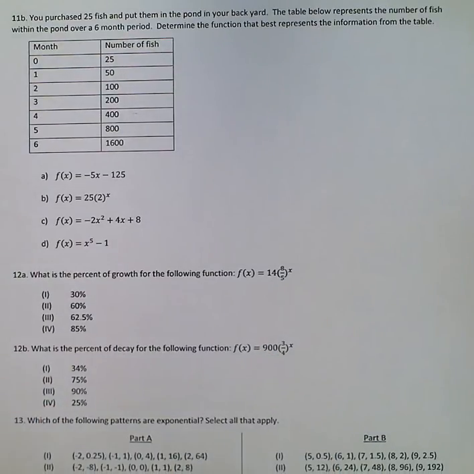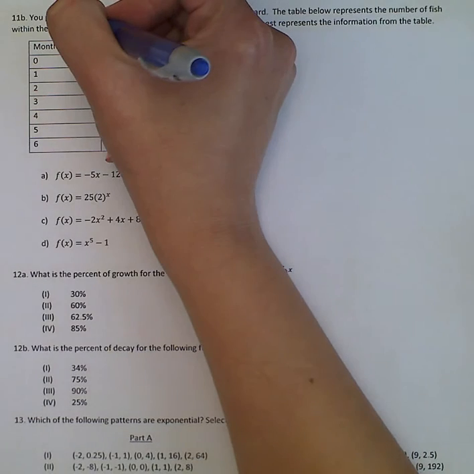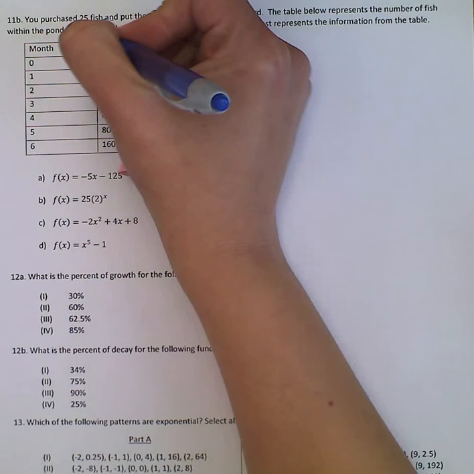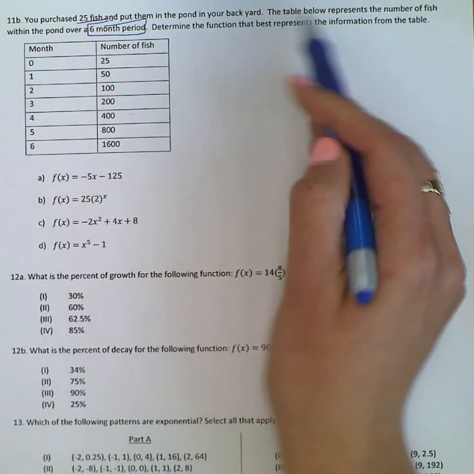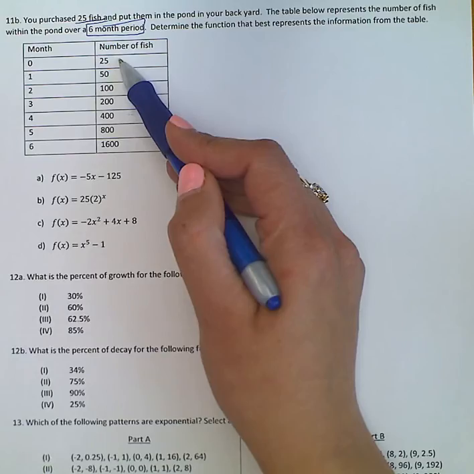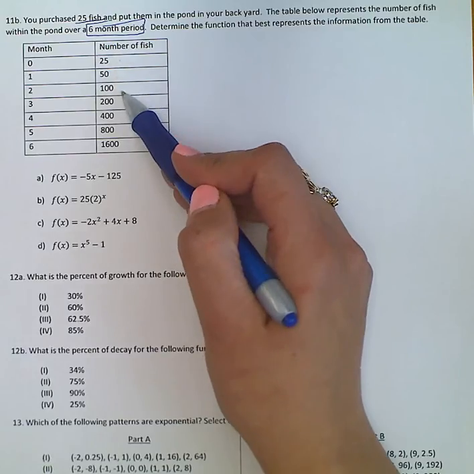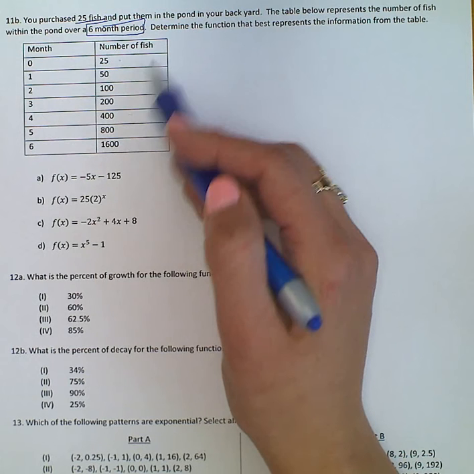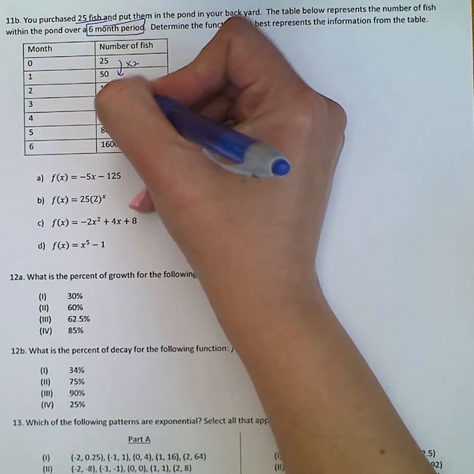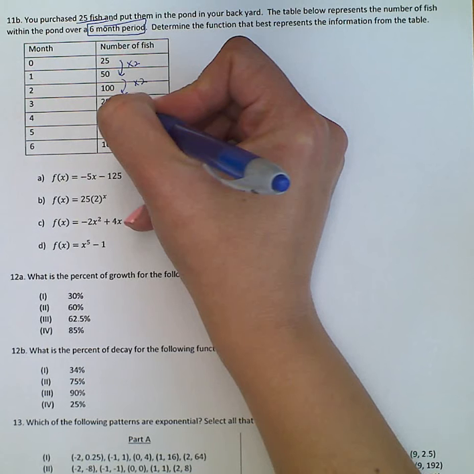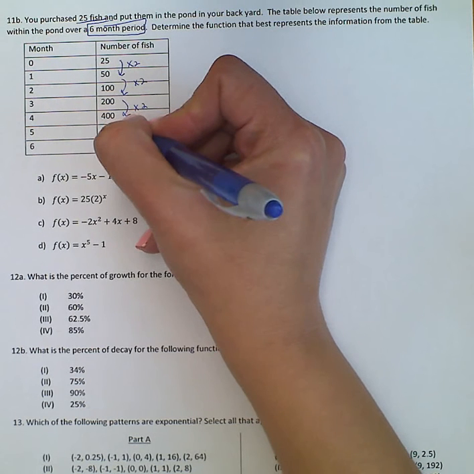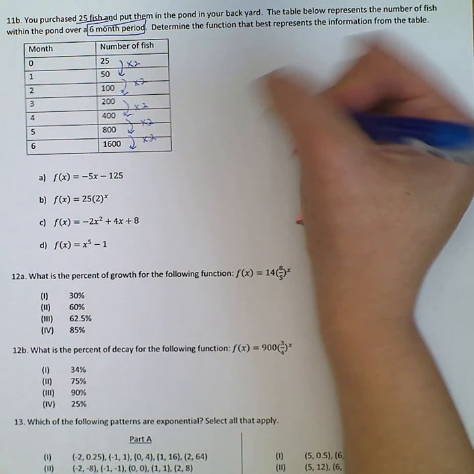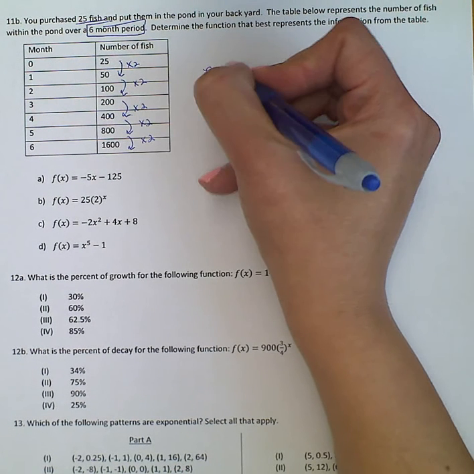Okay, so I start with 25 fish. I'm underlining that. It's a 6-month period. It doesn't tell me the pattern, so I'm going to look here. 25, 50, 100, 200, 400, 800, 1600. It looks like my fish are doubling, that everything is times 2. So I know that if it's a pattern where I keep multiplying by the same number or the same ratio, that must be an exponential function.